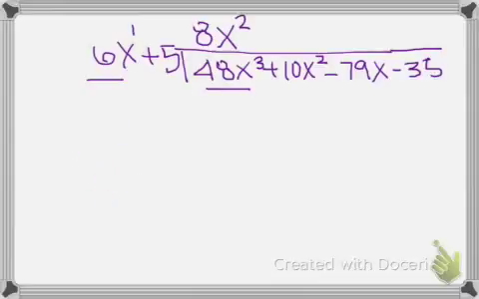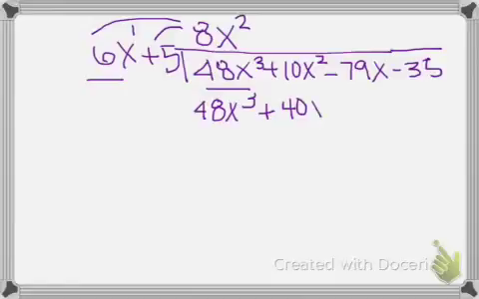Your next step after first into first is to go ahead and distribute your 8x squared. So 8 times 6 is 48, and x squared times x to the first is x to the third, because when you multiply, you add the exponents. 8 times 5 is 40, and you drop the x squared, because the 8 has x squared.